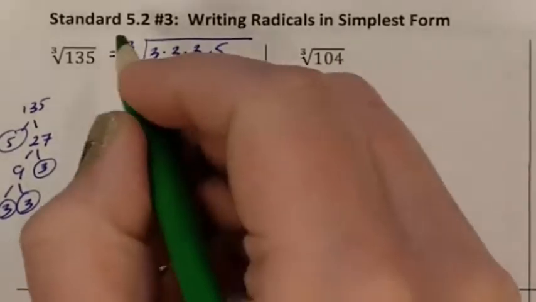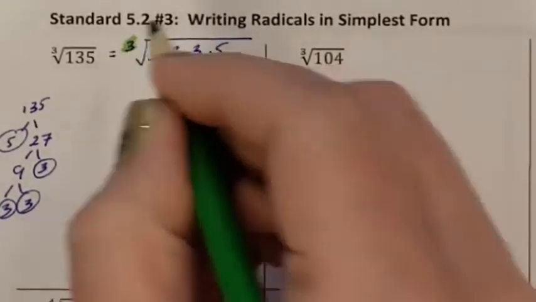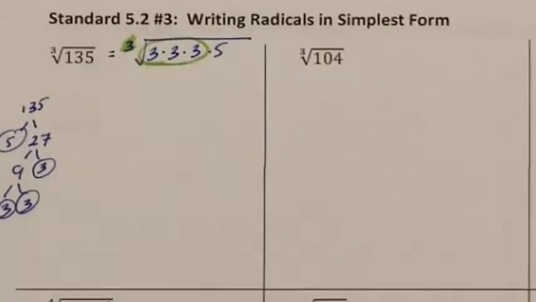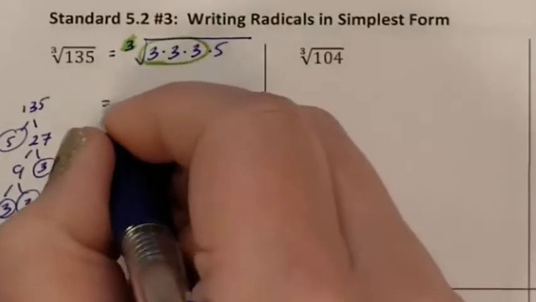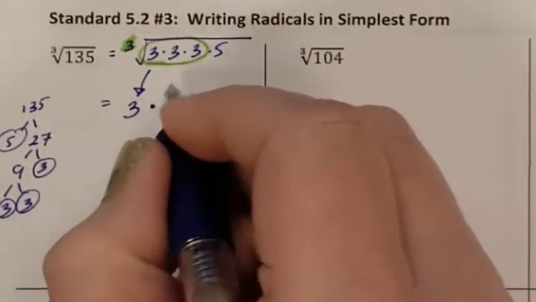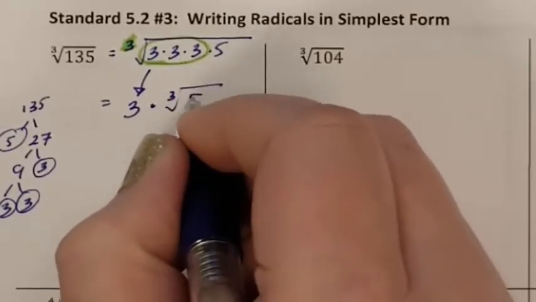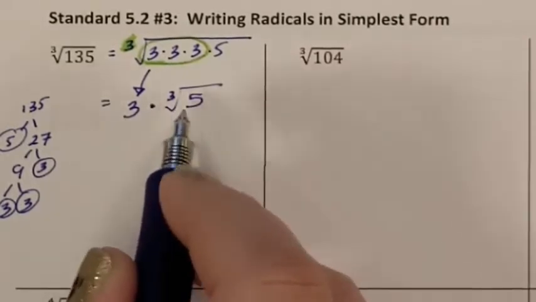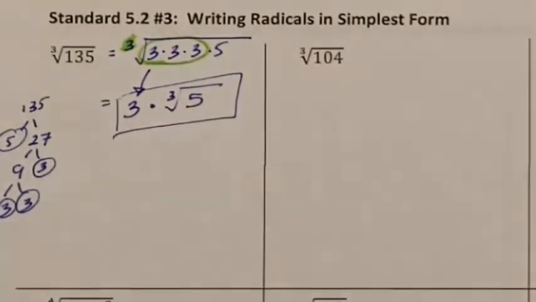Now the fact that I have a third root means I need groups of 3. So here is a group of 3, and the 5 has nobody to pair with. Because the group of 3 got to pair, they get to escape. And I am multiplying that by the third root of the 5 that had to stay left over inside. So my answer is 3 times the third root of 5, and I'm done.